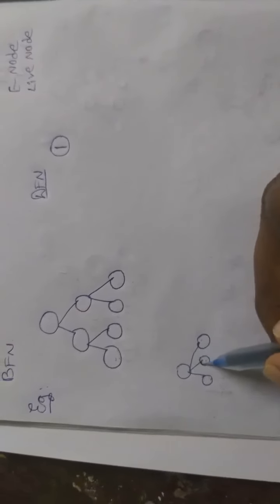What is an E node? For example, if we have 2 or 3 nodes freshly generated from this node, these 3 nodes are called live nodes. Among the available live nodes, whichever node you have chosen to expand further, that node is called an E node. You understand these three definitions? A live node is a node which is freshly generated and all of its children are not yet generated. If it has no children to generate, then it is called a dead node. And among the available live nodes, whichever node you have chosen to expand further is called the E node.